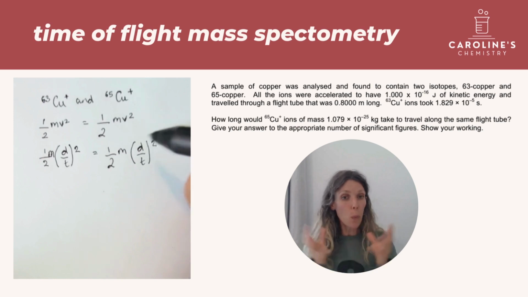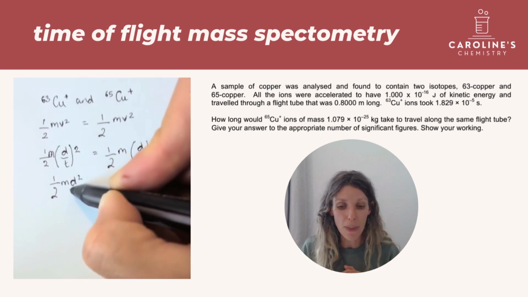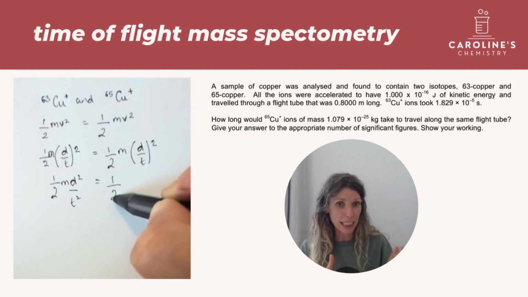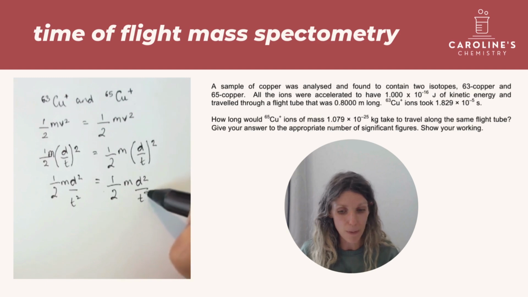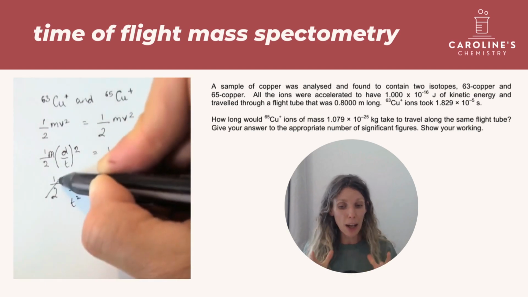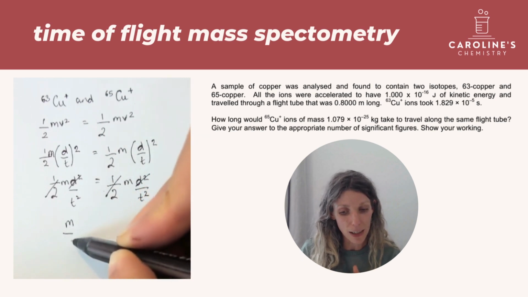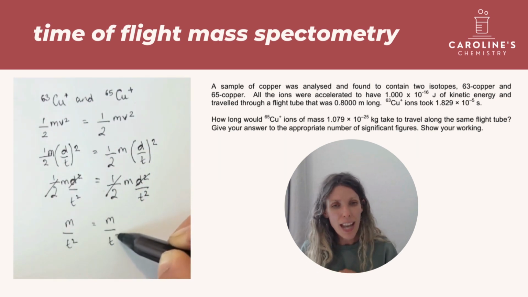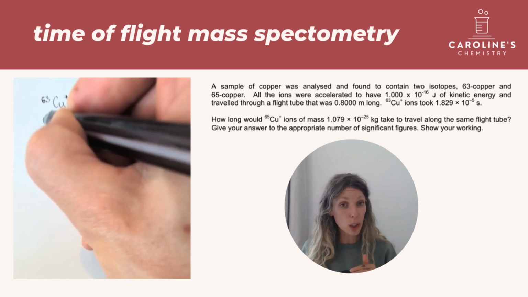Now, we don't want to keep this v in the equation because we don't have any information about that v. So we're going to substitute in velocity equals distance over time. So we're going to pop in distance over time for v. Then times out that bracket, so we end up with a half md squared over t squared equals a half md squared over t squared. Now cancel what's the same on each side. So those halves can go.